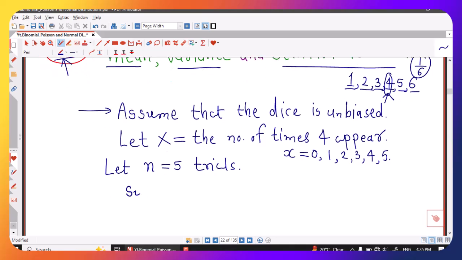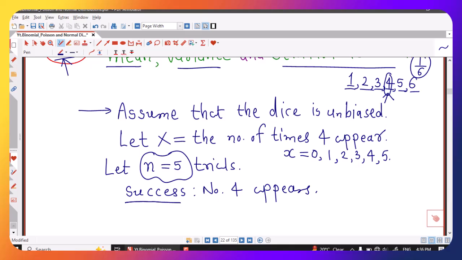Again, they have given that we have to consider the event that number 4 appears as success. So we write that number 4 appears is taken as success. Here we can see, in each of these 5 trials there are 2 possibilities: either number 4 appears or number 4 does not appear. So here we have 5 trials, that is a finite number of trials. In every trial we are considering 2 possibilities: either number 4 appears or number 4 does not appear.